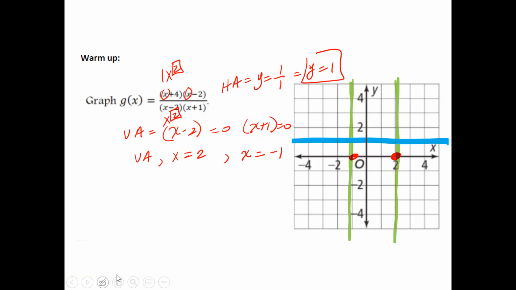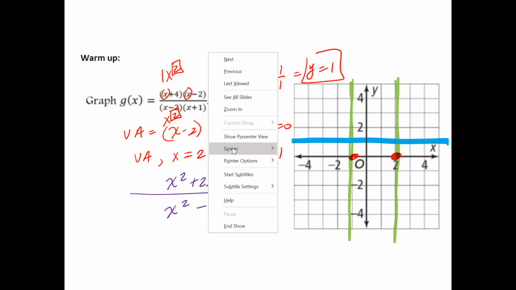So when I graph this, remember, you're going to have to FOIL this. So if I FOIL the numerator, it's x squared plus 2x minus 8. If I FOIL the denominator, it's x squared minus x plus 1. And then let's go ahead and graph to see what it will look like.